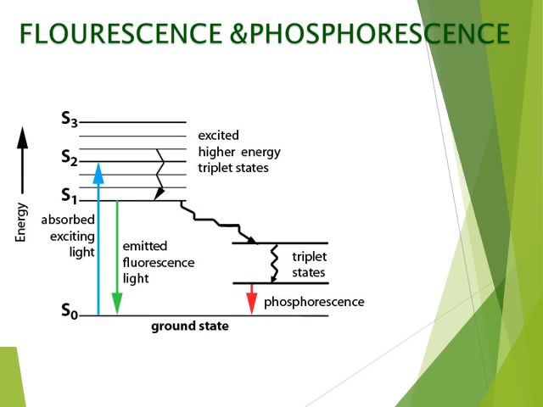While in phosphorescence, there is a delay before they return to the ground state. They lose a small amount of energy, come back to the triplet excited state, and then go back to the ground state, emitting phosphorescent light.